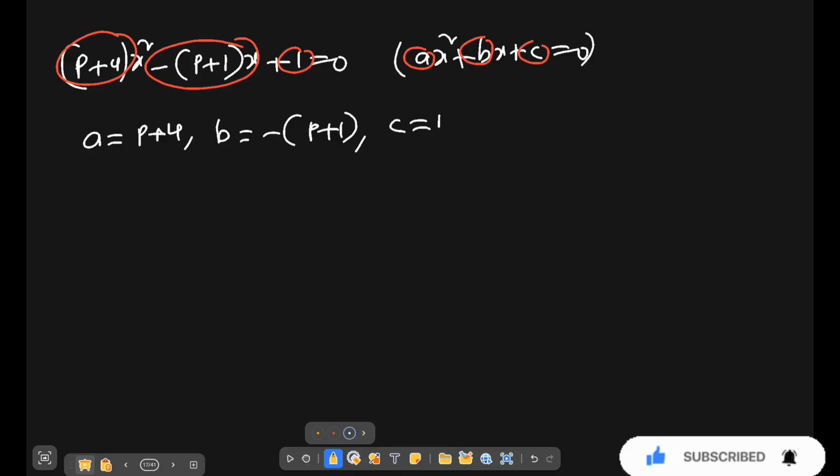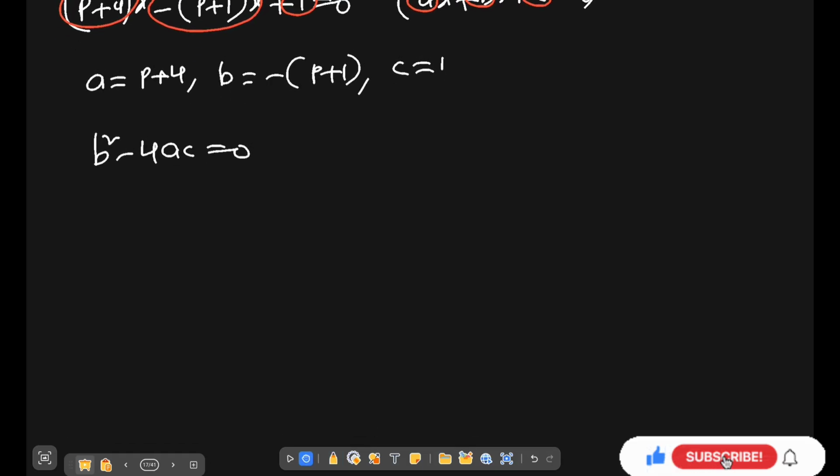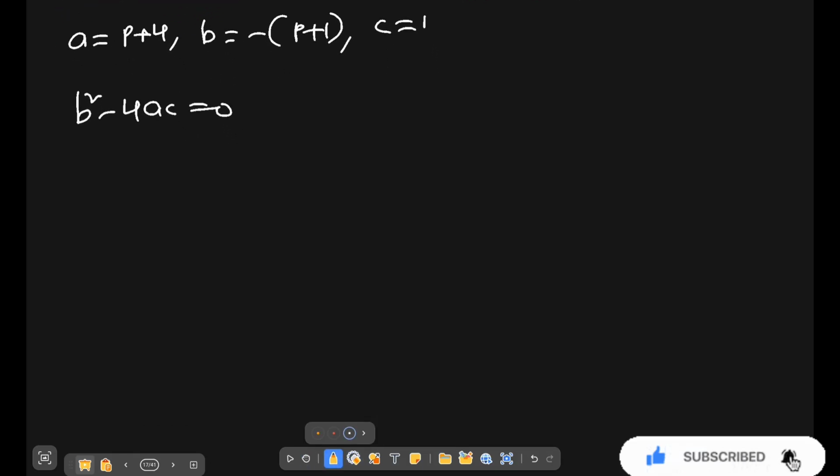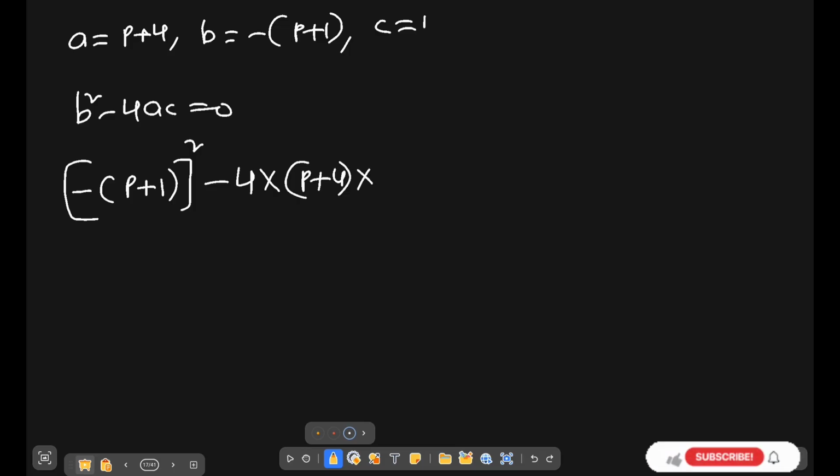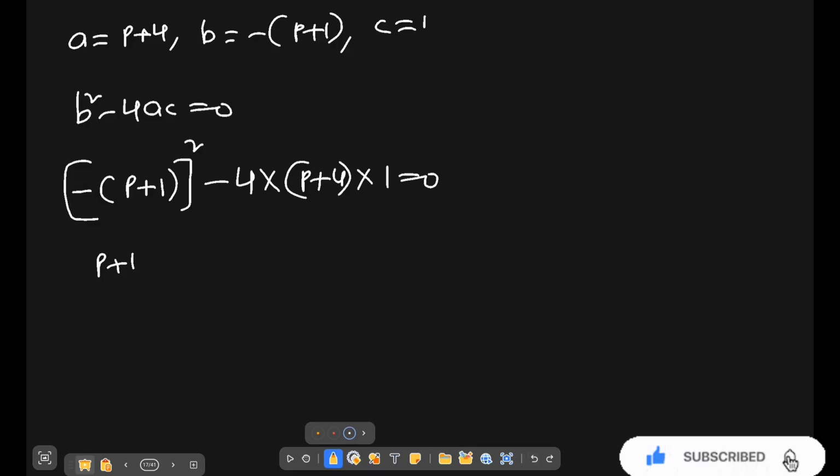Now for having equal and real roots, what is the discriminant? b square minus 4ac equals 0 for equal and real roots. Now substitute the values here. b square is minus of p plus 1 whole square, minus 4ac, 4 into a value p plus 4, c value is 1, equal to 0. Now this minus square is plus, and it is equal to p plus 1 whole square.